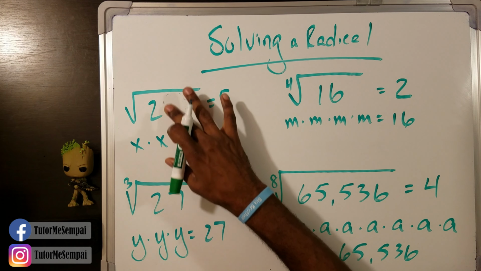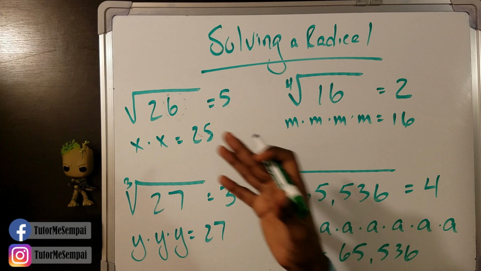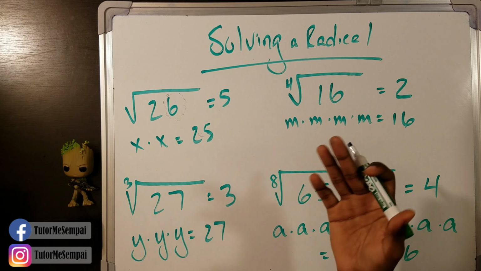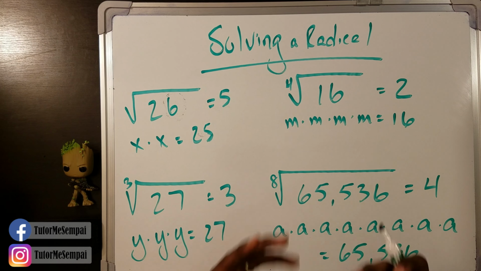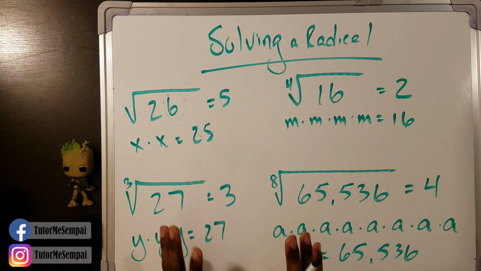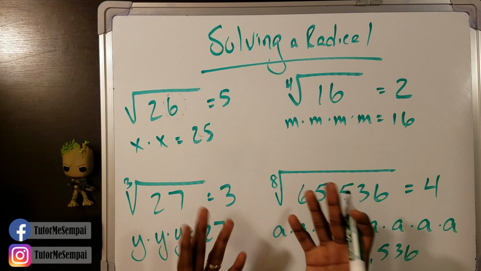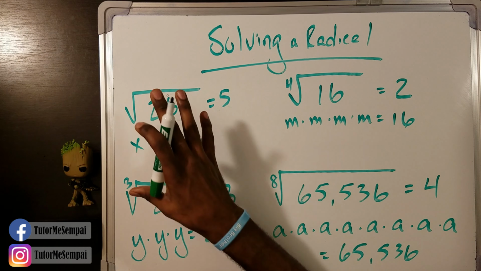You can easily get, let's say, the square root of 26. This is not going to be a perfect square root. In this case, you have to do a little bit more math. We're not going to cover that in this video. We'll cover how to simplify this in the next video, but there's something else you can do here.